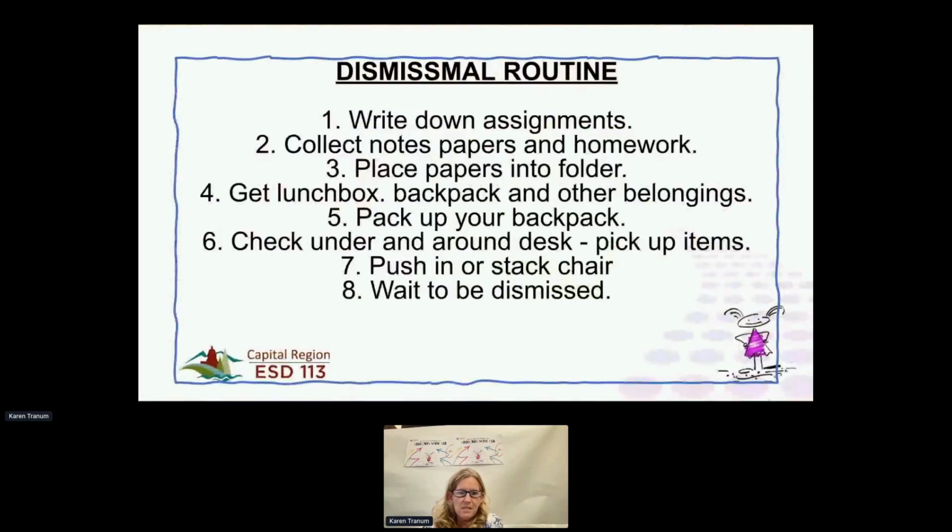Here is a dismissal routine that, when the kids were ready to go, went up on the board. They went through everything, and there were some kids that maybe had a little more challenge getting dismissal down, so they might have had a visual representation, or it might have actually been on their desk at the end of the day.